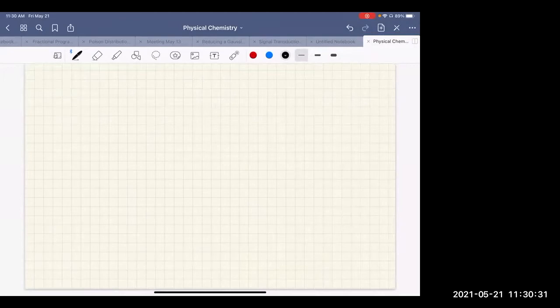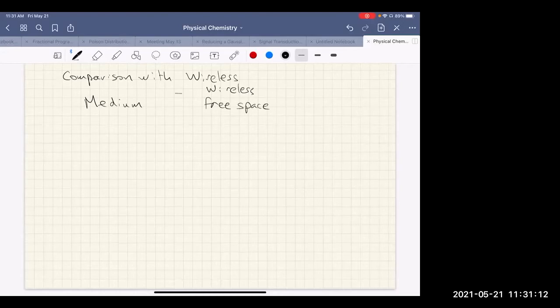So we've seen, in terms of my outline for the lecture, a little bit about comparison with wireless in terms of free space. Actually, let's do a little table here. We'll come back to this table, but we're going to compare things like the medium. So in wireless, the medium is free space. Sorry, just imagine a table here.